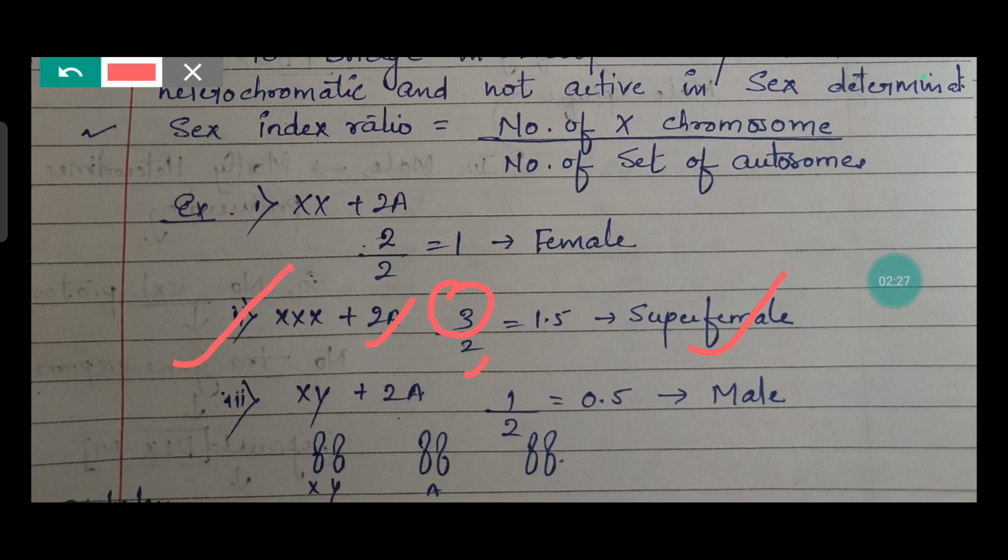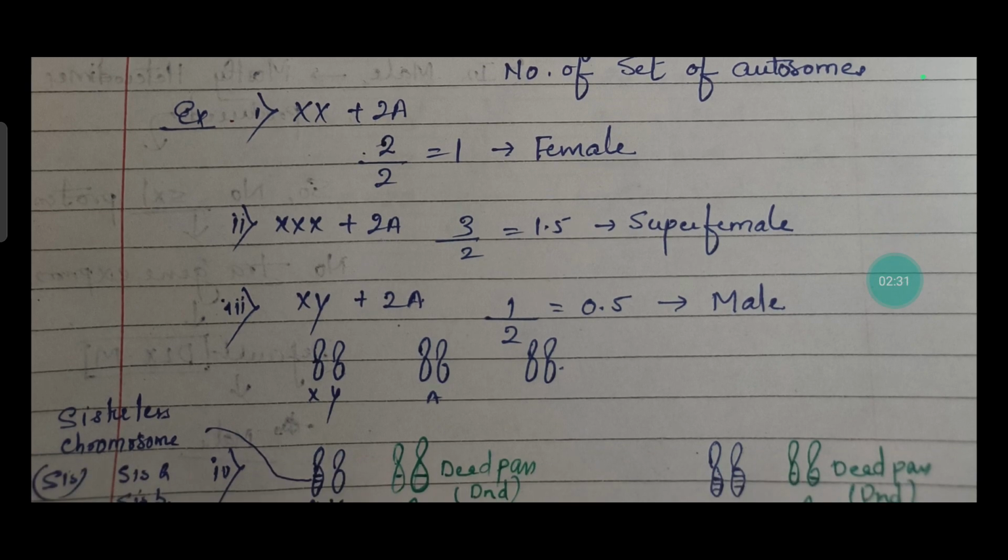Now see the third option. The third example is given. Suppose an XY plus 2A type of combination is there. You see here, XY is there, which means one X chromosome is there, and two sets of autosomes, so the ratio will be 0.5. So it will be a male Drosophila.